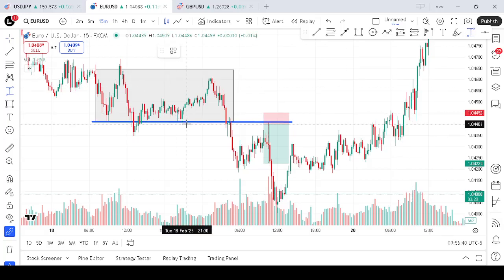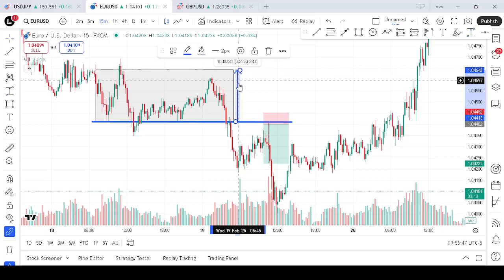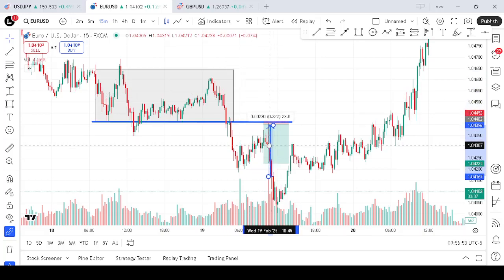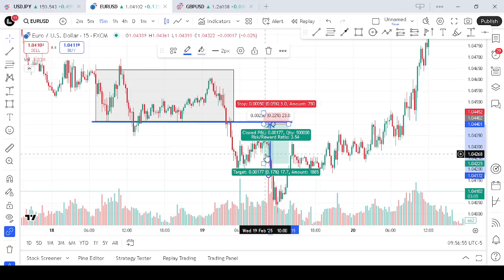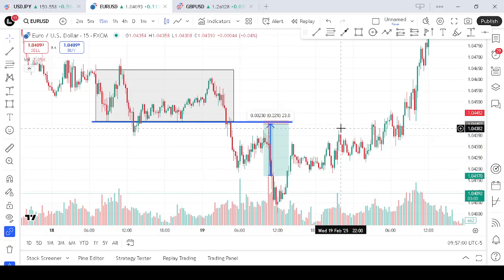Using my pips calculator tool, the height of the range is 23 pips. We take our tool and measure it exactly, put it at our entry point to determine the height of what we want to take as our take profit, and target that area as our take profit level.